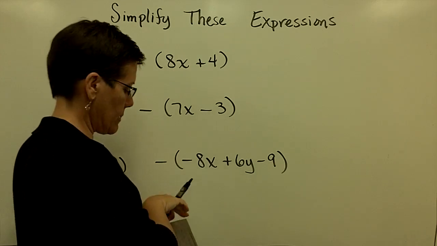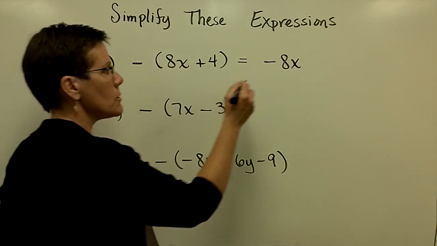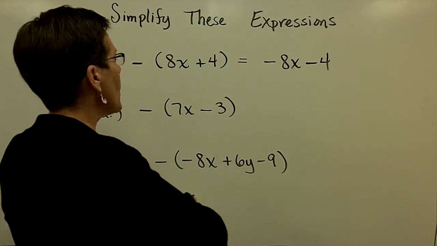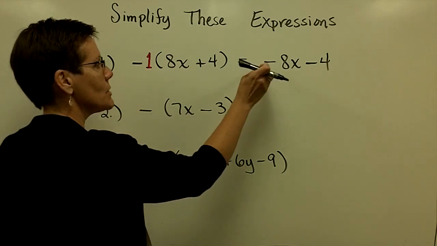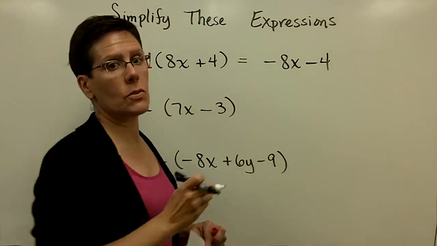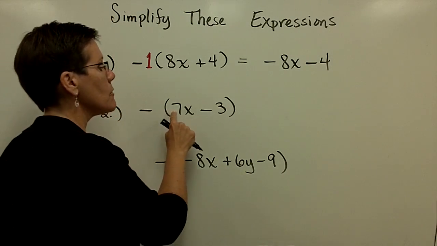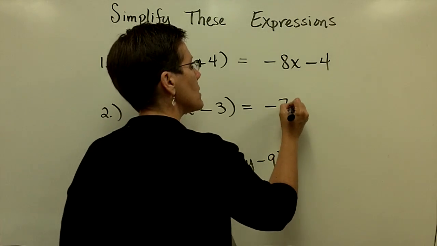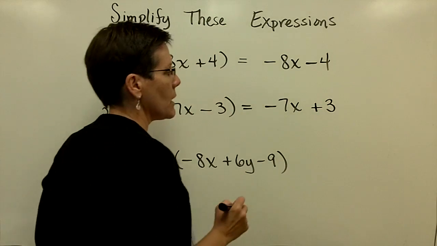So the opposite of 8x is a negative 8x. And the opposite of a positive 4 is a minus 4. A lot of people like to look at this problem as though I were asking you to take a negative 1 and multiply it by 8 to get the negative 8x, and a negative 1 and multiply it by the positive 4 to get the minus 4. You can do it either way. I typically just look at that and say I'm asking for the opposite of these two terms. So the opposite of 7x is a negative 7x, and the opposite of a minus 3 is a positive 3.